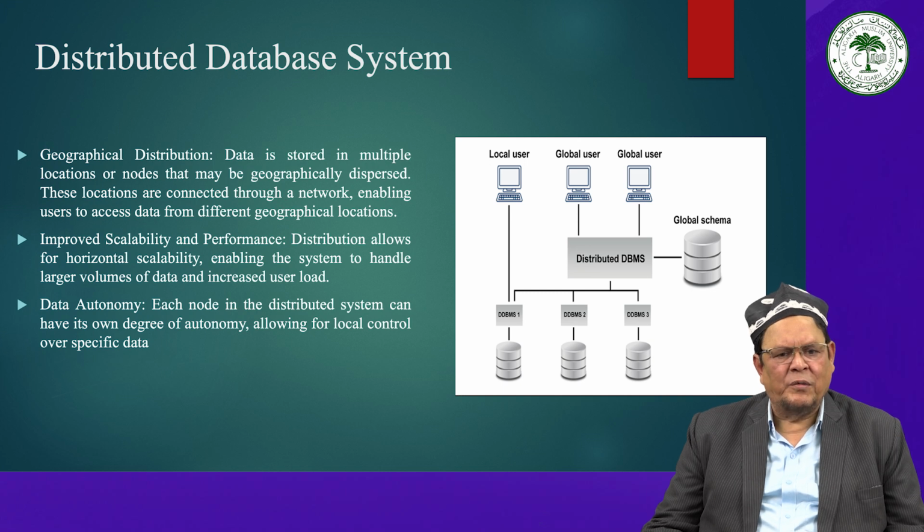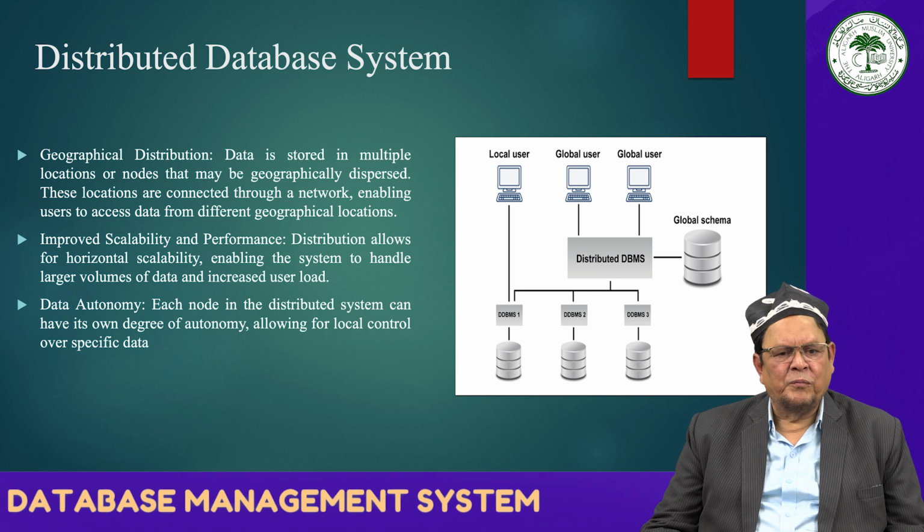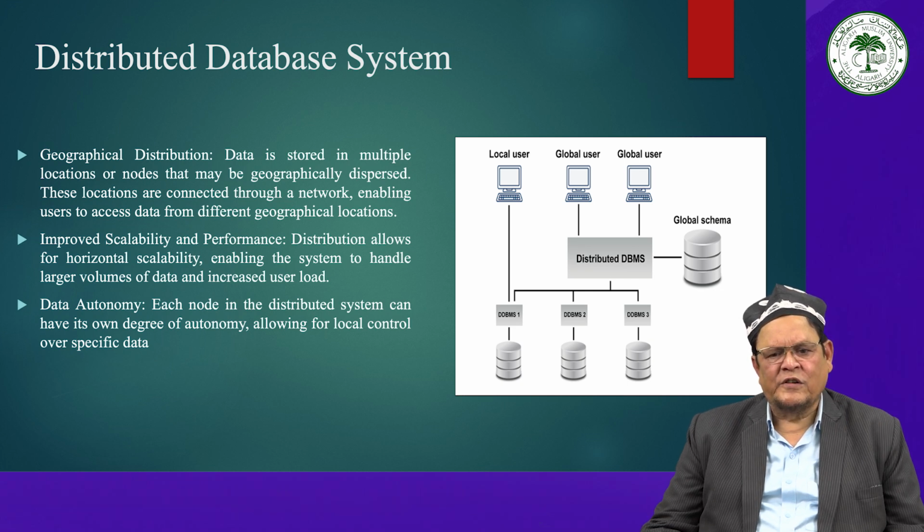Improved scalability and performance. Distribution allows for horizontal scalability, enabling the system to handle larger volumes of data and increased user load. Data autonomy. Each node in the distributed system can have its own degree of autonomy, allowing for local control over the specific data.